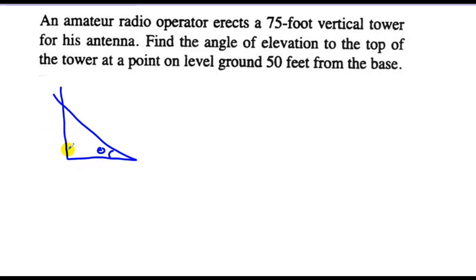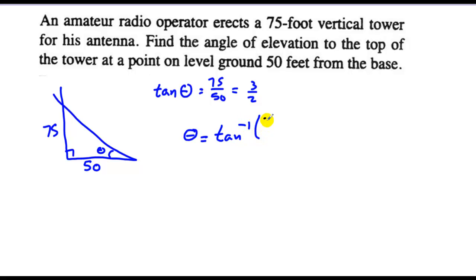And we want to know if I'm 50 feet from the 75-foot tower, what's that angle? Well, that's a pretty basic ratio. I have the opposite, I have the adjacent, so tangent of theta is going to be 75 over 50, or 3/2. So theta will be the inverse tangent of 3/2. Again, let's use degrees, so we're already in. And that's going to give us approximately 56.3 degrees.